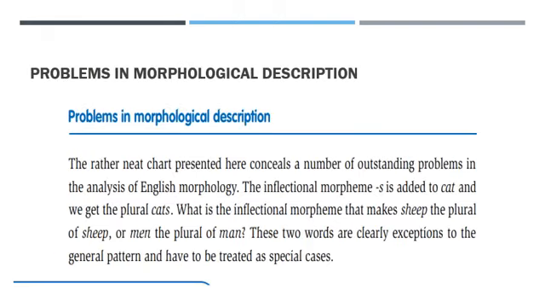Problems of morphological description. If we have S for plural, what about the other forms of a plural? If we have ED for past tense, what are the other forms of past tense? Because we have regular forms of a plural and we have irregular forms. The same, we have regular forms for past tense and we have irregular forms of past tense. So how can this be solved in terms of morphology?